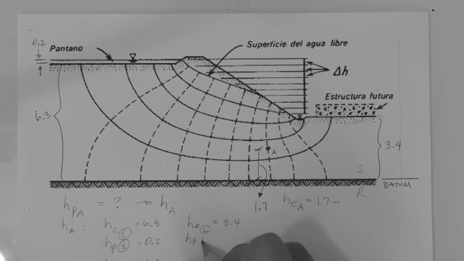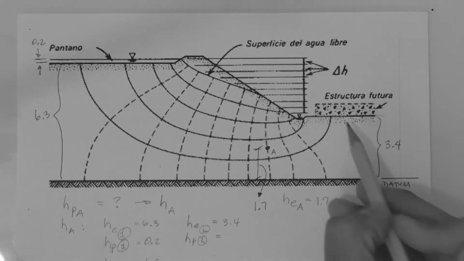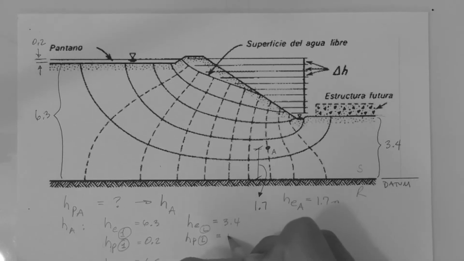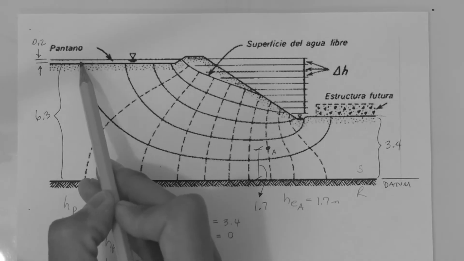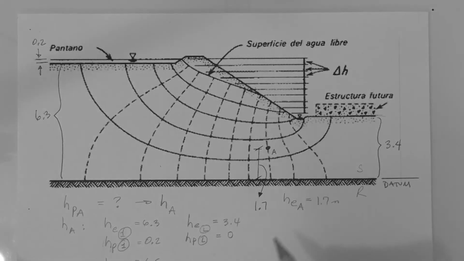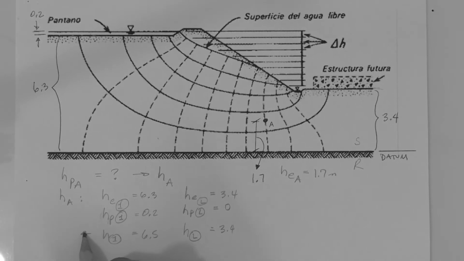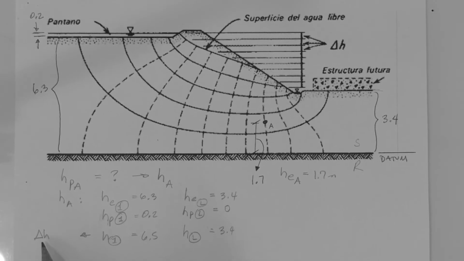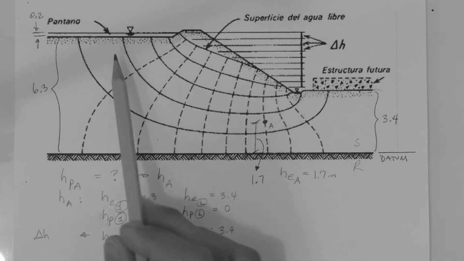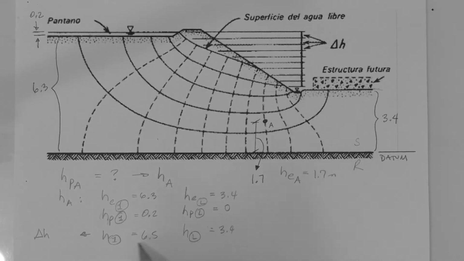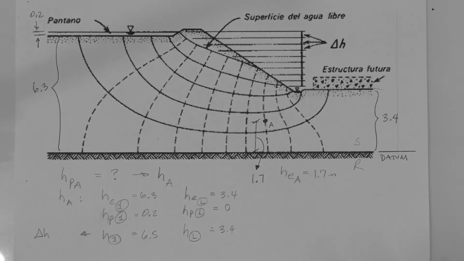What is the pressure head on the last equipotential line? Well, there's no water above it, right? So it is 0. Unlike here where there's 0.2 meters above it of water, right? So the total head at the last equipotential is 3.4 meters. The head lost by seepage as it goes from the first to the last equipotential, as it flows, is the difference between 6.5 and 3.4.